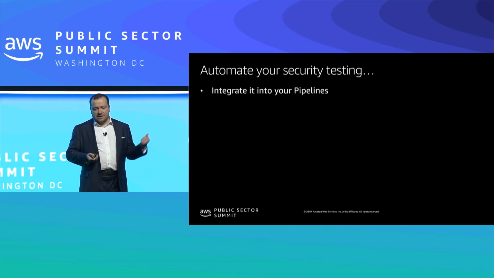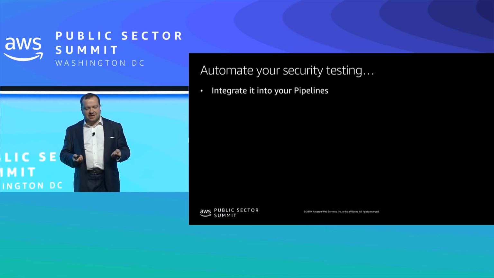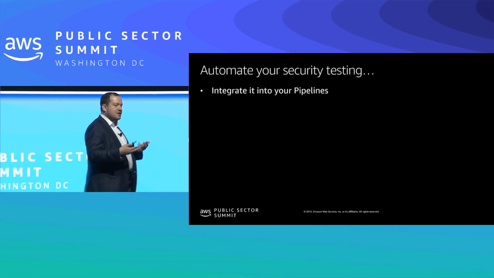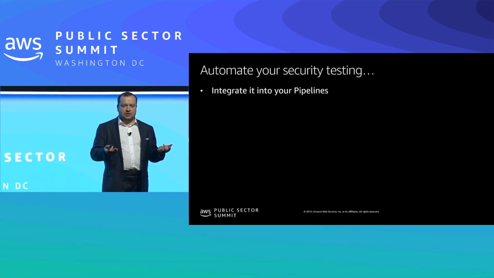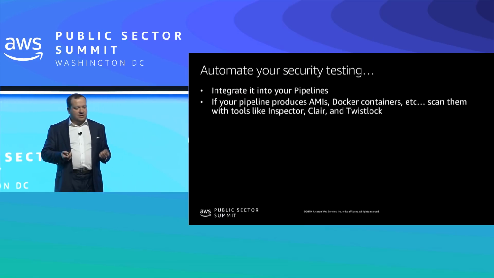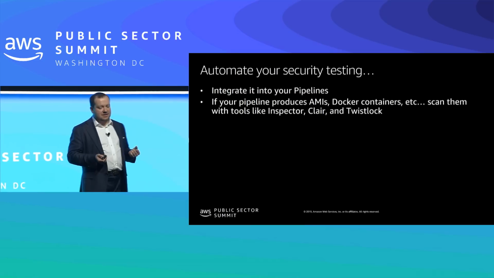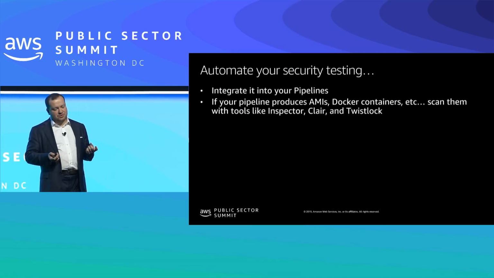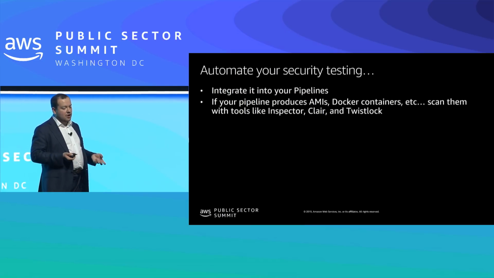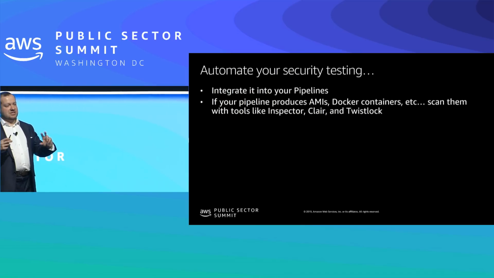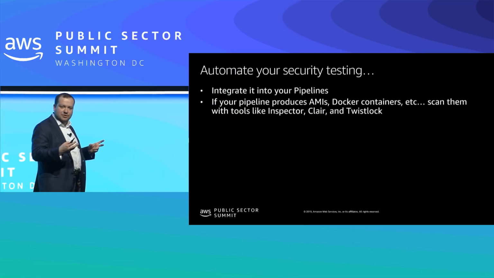That's bad, right? So what you want to do is integrate your security testing. A, you want to automate it. B, you want to integrate it into your pipelines. So you want to have an action in your pipeline somewhere that triggers a security test. If your pipeline is producing Amazon machine images or Docker containers, what you can do in your pipeline is use tools like Amazon Inspector, or open source tools for containers like Clair, or a commercial tool like Twistlock. What these tools do is you can spin up a version of the container you just built.